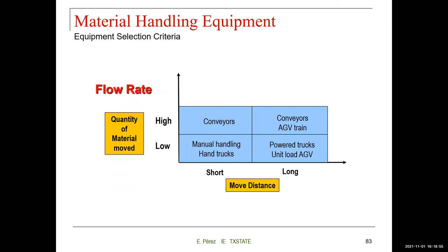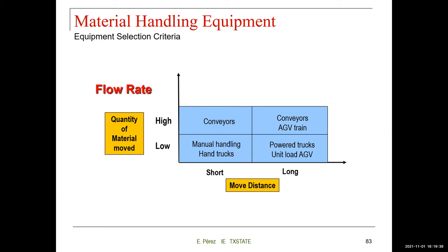So here's a good picture in terms of decision-making. It will depend not only on the material, but also on the flow rate or the quantity of material to be moved, and also on the distance for movement. If you have a low quantity of material to be moved and the distance is pretty short, then you can use manual handling hand trucks. But if you have a long distance to cover and the quantity of material to be moved is really high, then you can rely on conveyors or AGV trains.